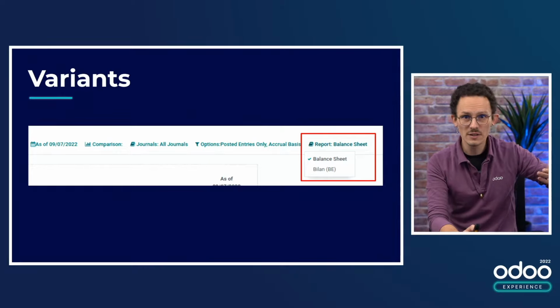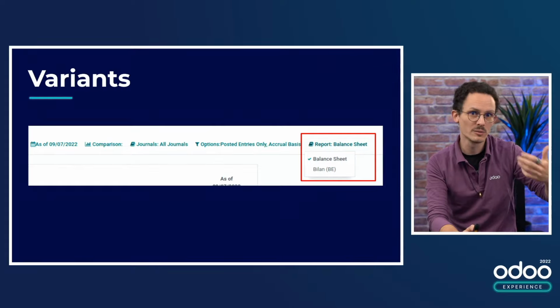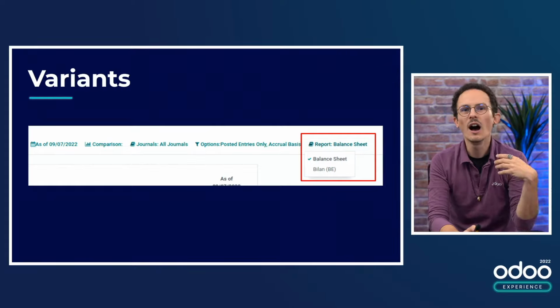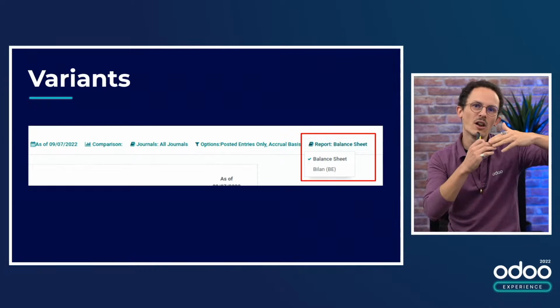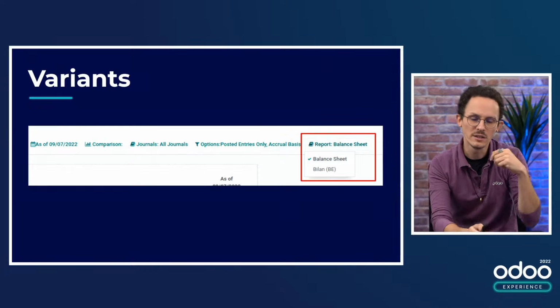So if you have the French localization installed, you will have another menu item for the balance sheet, for the profit and loss in France, plus the generic one. So it puts a lot of things in the menu.